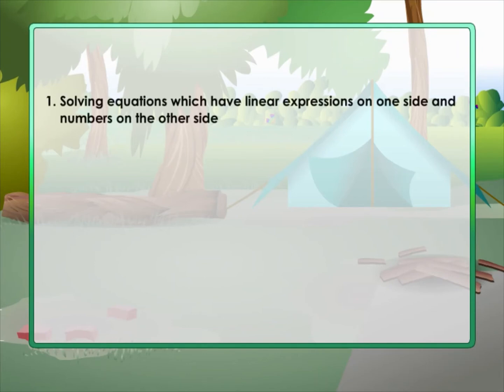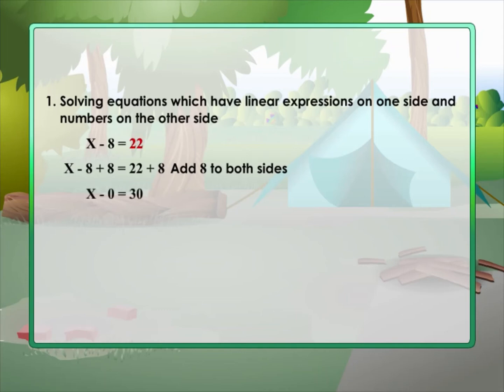Solving equations which have linear expressions on one side and numbers on the other side. Consider the linear equation x - 8 = 22. To solve this linear equation, we must eliminate -8 from the left side. For that, we must add 8 on both sides. Therefore, x - 8 + 8 = 22 + 8. Minus 8 and plus 8 will get cancelled. So, x - 0 = 22 + 8 = 30. Hence, x = 30.